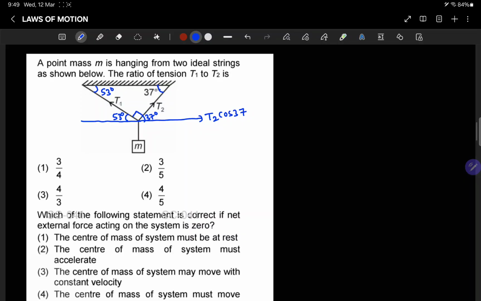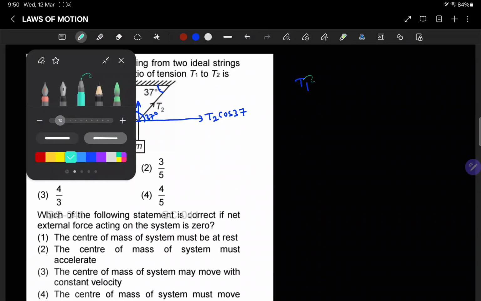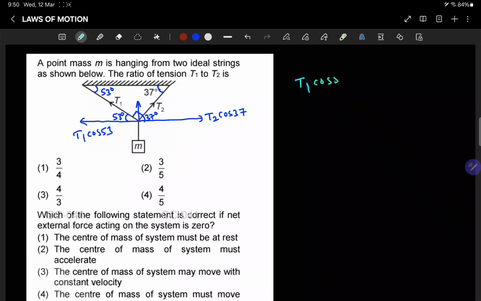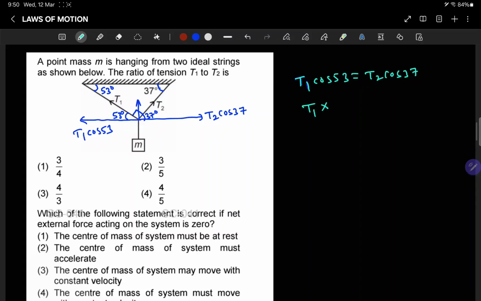So now T1 is resolved into two components. The horizontal component is T1 cos 53. Equilibrium condition: downward force equals upward force, right side force equals left side force. So T1 cos 53 equals T2 cos 37. Yes. So T1 cos 53 is 3 by 5, students, equal to T2 cos 37, which is 4 by 5.